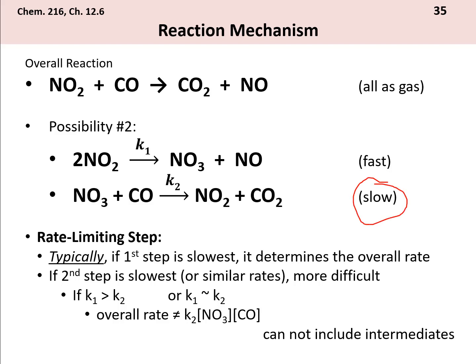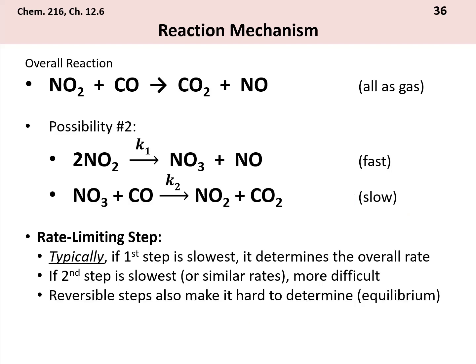Now, if the second step is slowest, it becomes more difficult. And additionally, if the two are about the same speed, etc. The reason is, if the second step is slow, I would have overall rate equals K2 NO3 times CO. But NO3 is an intermediate, so it can't be in here. So it becomes more complicated, and we're not going to worry about that. We're only going to worry about when the first step is the slowest.